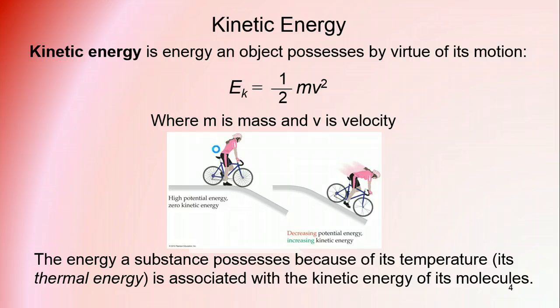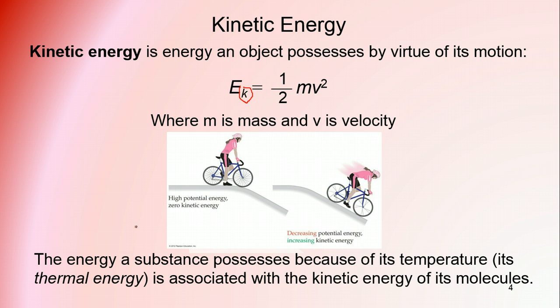Okay, so for types of energy, we've got kinetic energy. That is the energy an object possesses by virtue of its motion. And so there's the equation for it right here. So notice the little k just indicating that this is kinetic energy. And the equation is 1/2 times m times v squared. And mass is m and v is velocity.